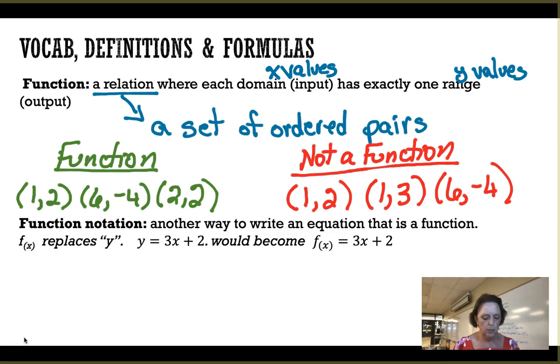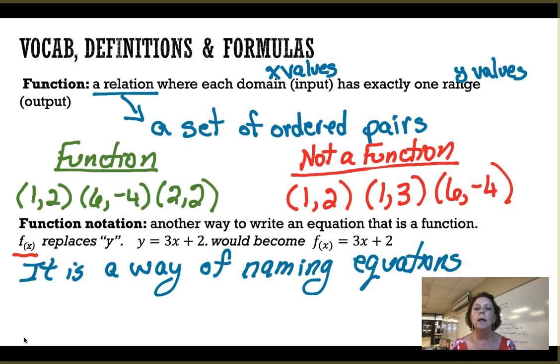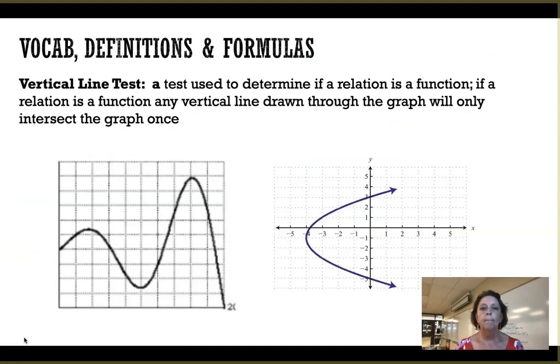Function notation is another way to write an equation that is a function. This is the notation right here, and you say this "f of x," and it replaces y in your equation. So instead of saying y equals 3x plus 2, that would become f of x equals 3x plus 2. It's just another way of naming equations, and that's very useful when you have more than one equation.